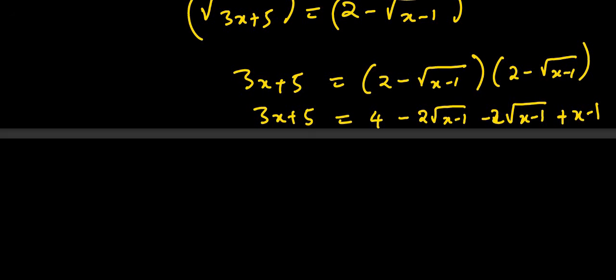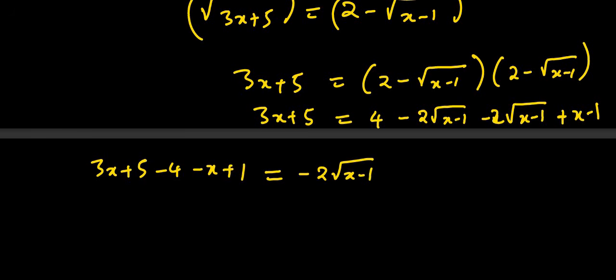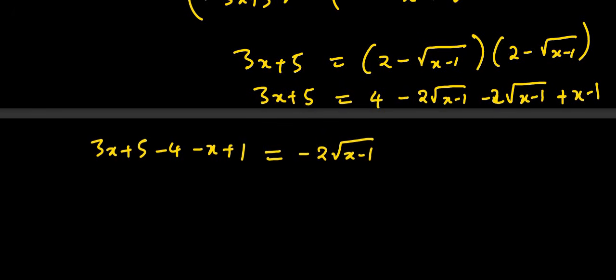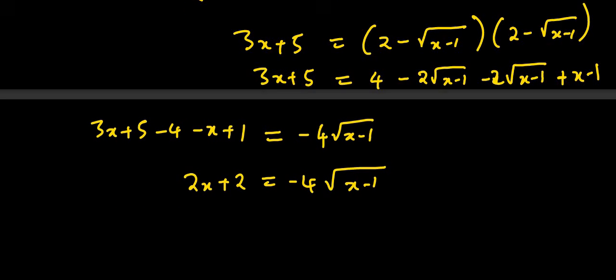This times that. We take everything that is not under the square root on the left hand side. This is 3x plus 5 minus 4, then minus x plus 1 is equal to, when you do this, something like this. There's a 4 there, so it's supposed to give you a 4 because they are like terms. These two are like terms. Then this is going to give us 2x. Then 5 minus 4, that's a 1. 1 plus 1 is 2. I really hope I've not made any mistake anywhere.